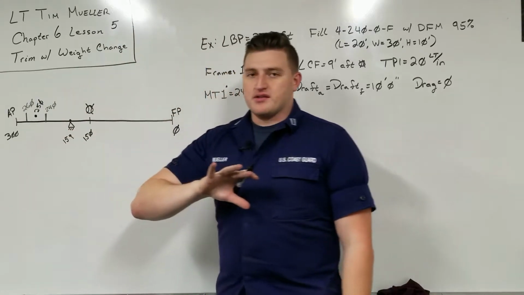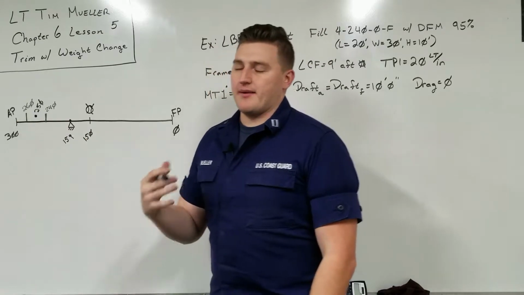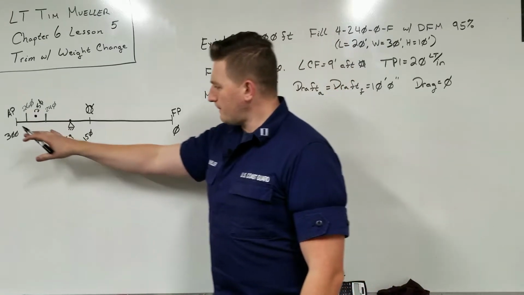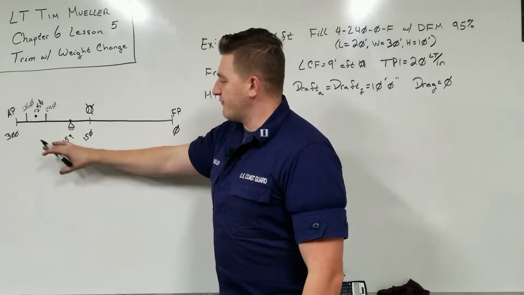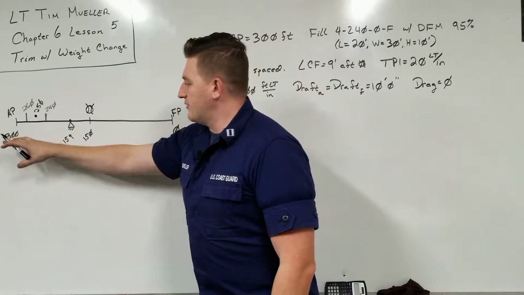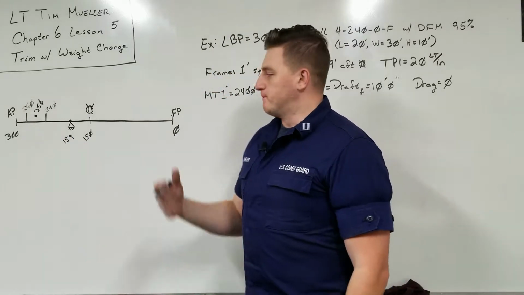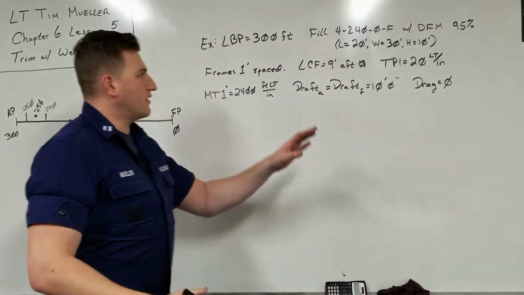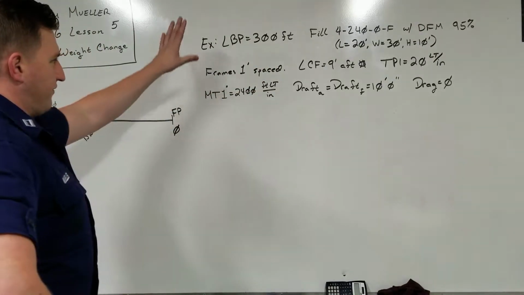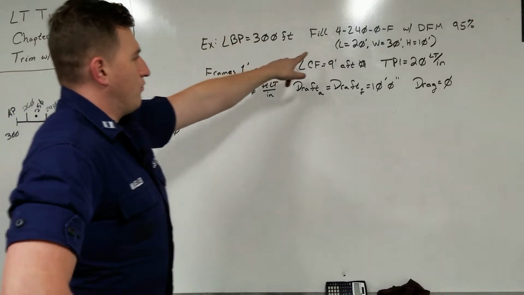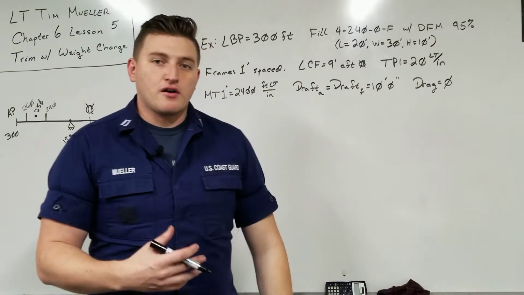Excellent. So we know this is a weight addition, so I already have my trimming arm. I have a frame here, 250, for my center of gravity. I have a frame for my LCF, so all I've got to do is subtract the two, and that's going to tell me exactly what I need. But let's take a look at what else we need. So we have LBP, we've got all that. We filled this with diesel fuel to 95%. So let's start working on weight.